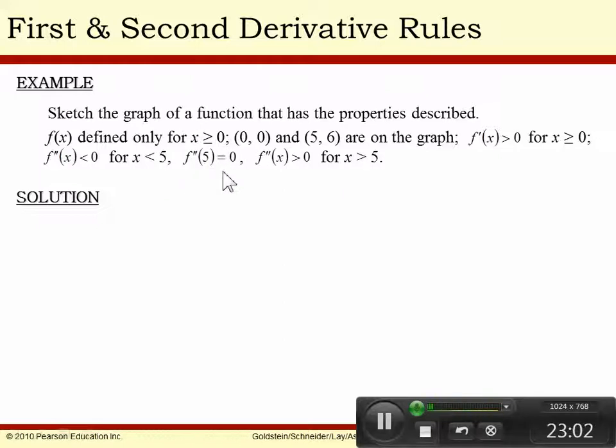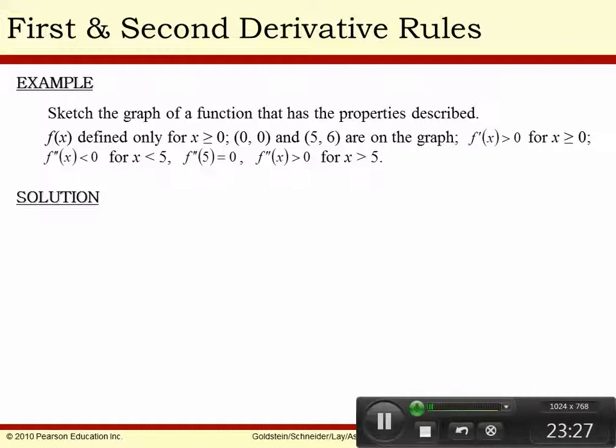F double prime at 5 is equal to 0. We don't have any rules for that yet. We did see that in 2.1, but just a reminder, when the second derivative is equal to 0, it's usually going to mean that the function is going from concave down to concave up for x greater than 5. Okay? So let's draw this.